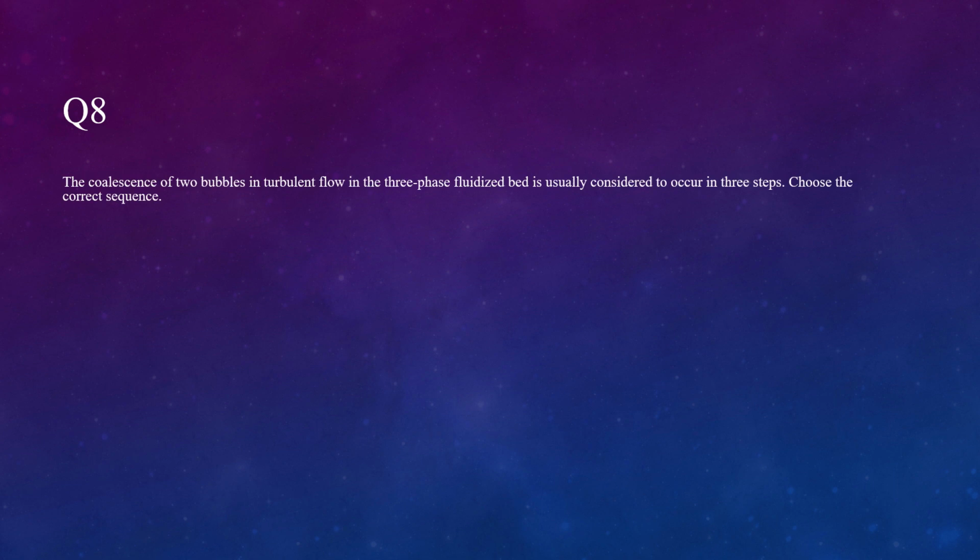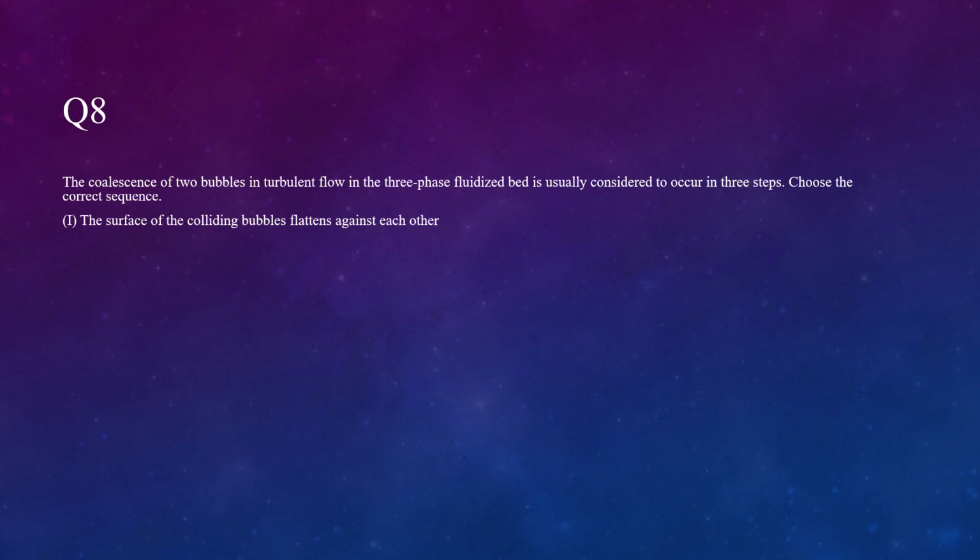We'll go to question 8. In question 8, it is given that the coalescence of two bubbles in a turbulent flow in the three-phase bubble fluidized bed is usually considered to occur in three steps. When two bubbles come in contact and coalesce, there is a theory found applicable in the three-phase fluidized bed, which considers a series of events that occur in the bubble coalescence. So what is the correct sequence?